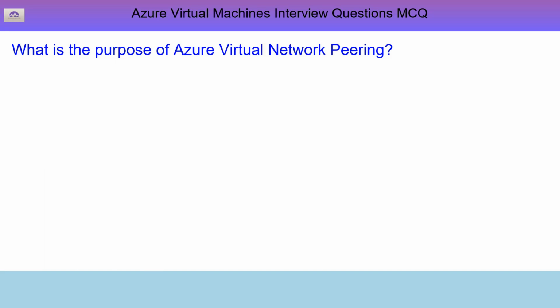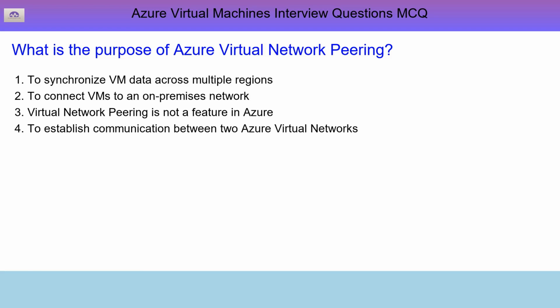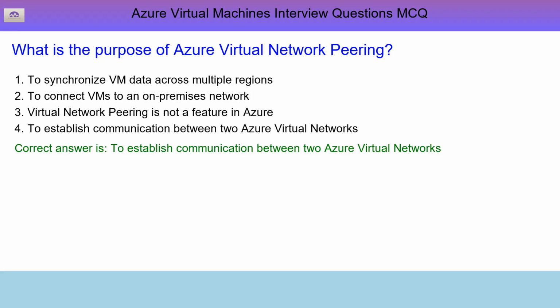What is the purpose of Azure Virtual Network Peering? Here are your options. 1. To synchronize VM data across multiple regions. 2. To connect VMs to an on-premises network. 3. Virtual network peering is not a feature in Azure. 4. To establish communication between two Azure virtual networks. The correct answer is to establish communication between two Azure virtual networks.